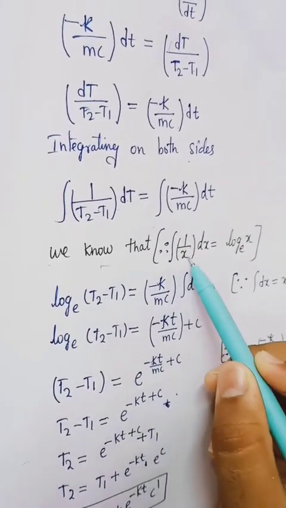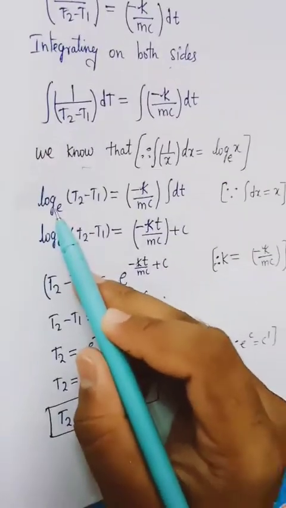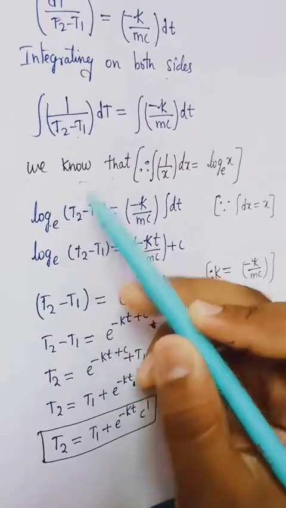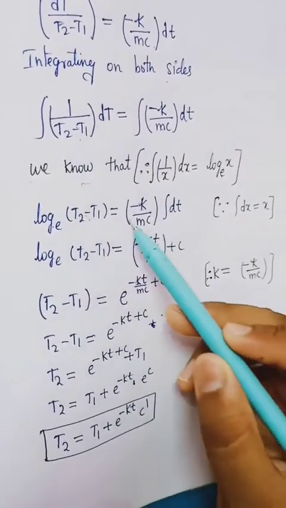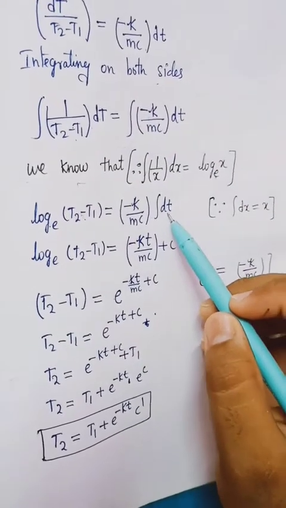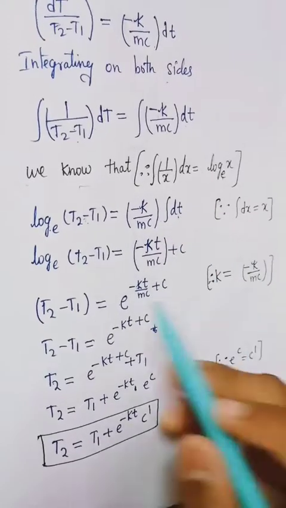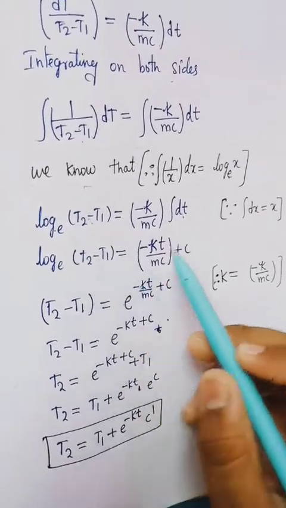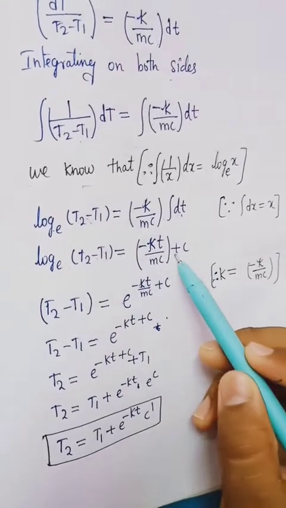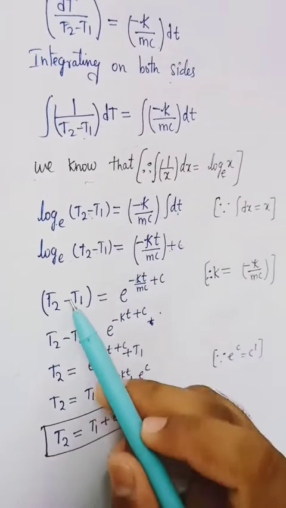We know the formula that the integration of 1 by x dx is equal to log mod x to the base e. So log e of T2 minus T1 is equal to minus k by mc times the integration of dt with respect to time. The integration of dt is t. So log e of T2 minus T1 is equal to minus k into t by mc plus c. We have to write the constant of integration at the end.